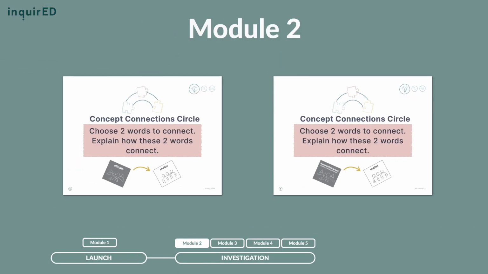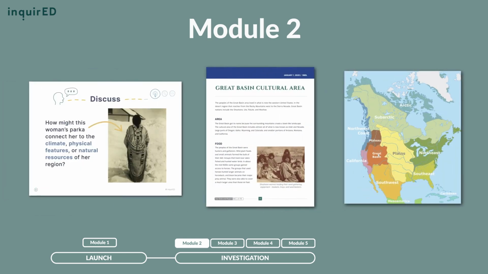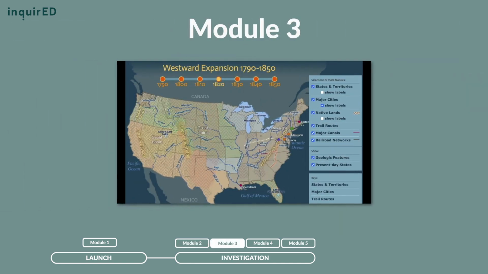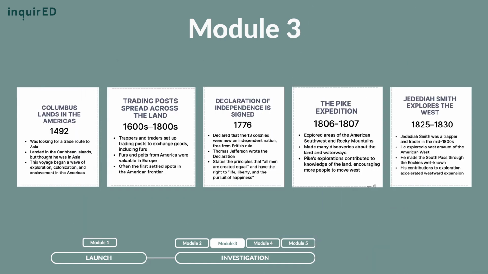In Module 2, students begin with a concept connection circle to explore key concepts and ideas, then explore diverse sources like maps, texts, and photographs to understand how early Indigenous peoples connected to the land. In Module 3, students engage in an interactive web experience, gathering evidence to create their own timeline of events, including exploration, colonization, cooperation, and conflict that shape their state as new people arrive from outside the U.S.